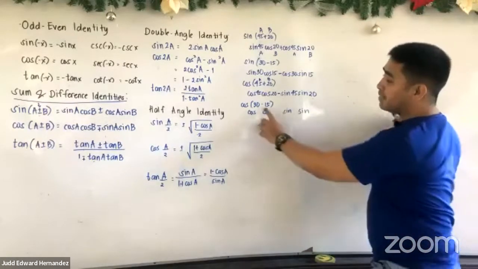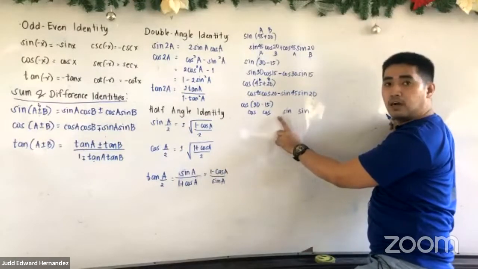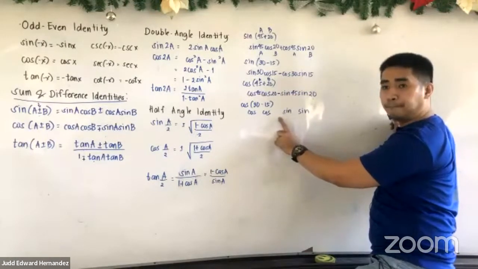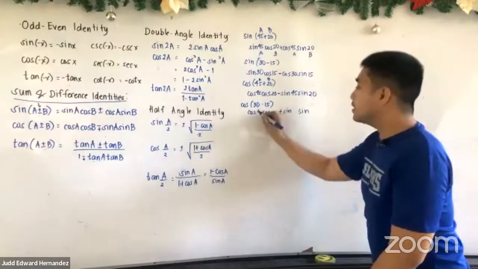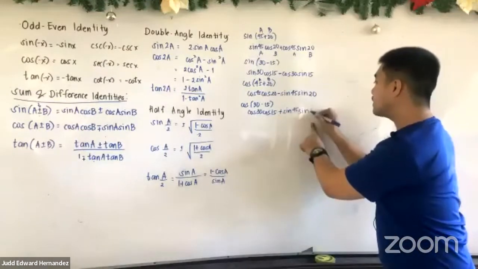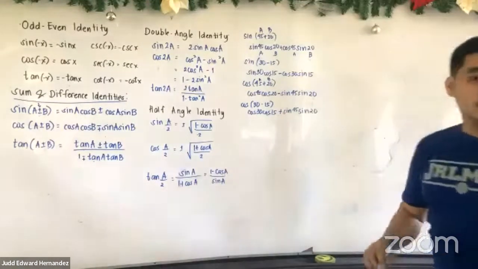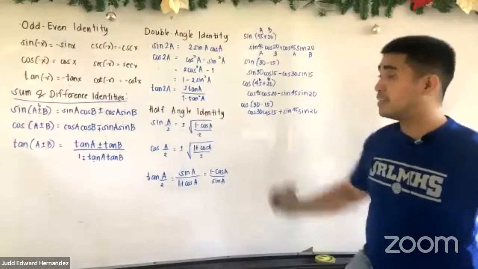Okay? But this is negative. What happens to the sign of the expanded form? It becomes positive. Therefore, this is cosine 30, cosine 15, sine 45, sine 20. So that is how we expand sine and cosine using sum and difference identities.